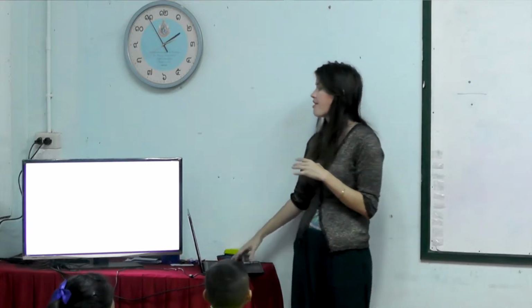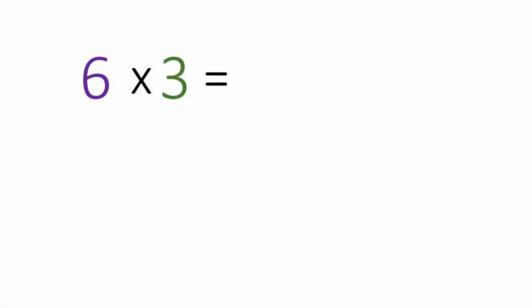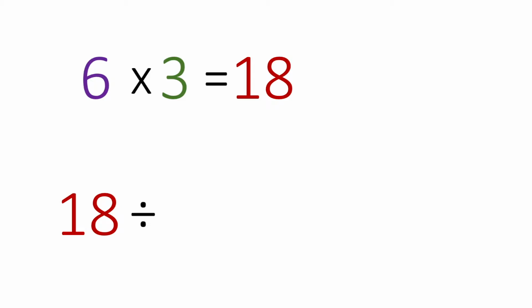Yeah. So let's take a look at this. Six times three. We practiced that one today. What's six times three? 18. Six times three is 18. So how can we make this start with 18 and divide, division? What can we do? We've got 18. Good. We could say 18 divided by 3 is 6. Or we could say 18 divided by 6 is 3. That's kind of the same thing.